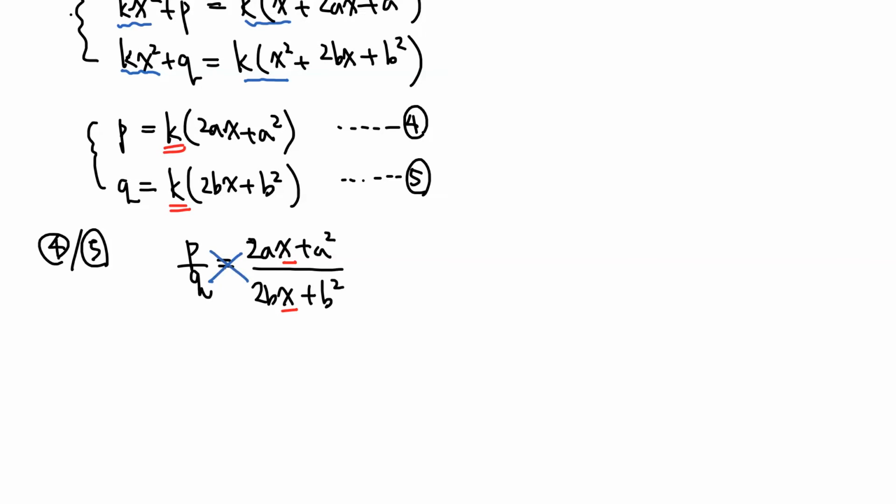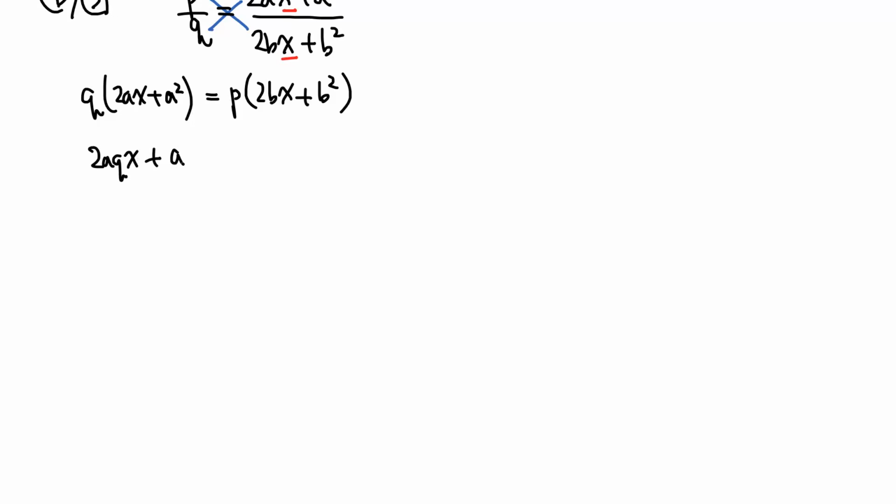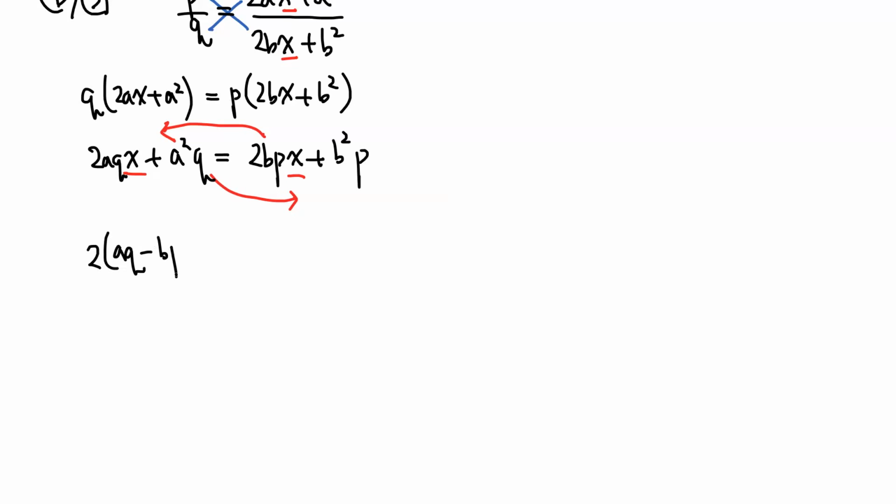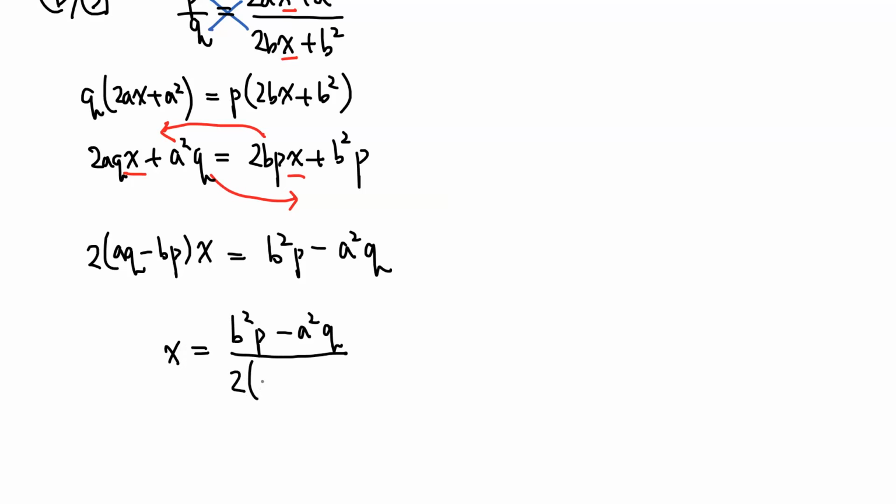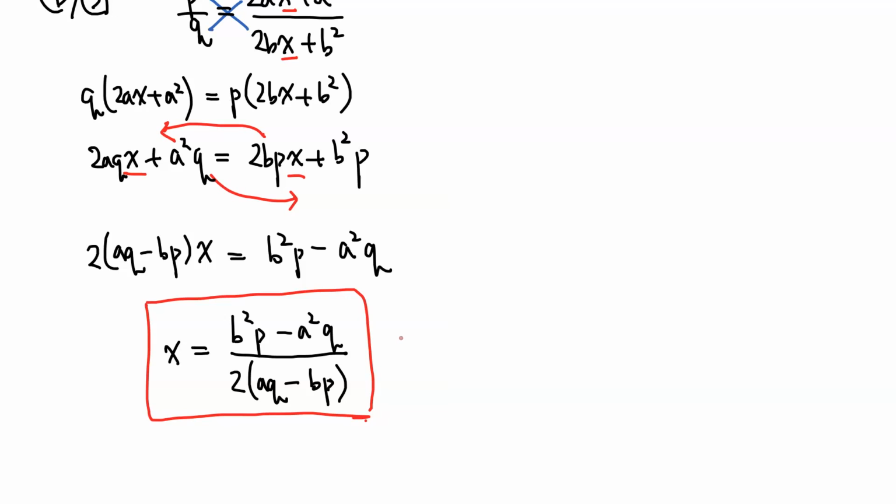So if we multiply this way, Q times (2AX plus A squared) equals P times (2BX plus B squared), and expanding, we have this, and let's collect X on the left hand side. So we move this term to the left hand side and we move this term to the right hand side. Then we have (2AQ minus 2BP) X equals B squared P minus A squared Q. And this gives the final answer, X equals (B squared P minus A squared Q) over 2 times (AQ minus BP). And of course, the unit of X is grams.